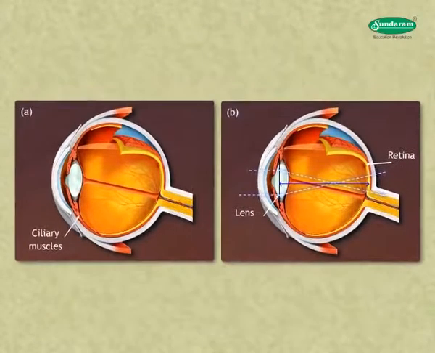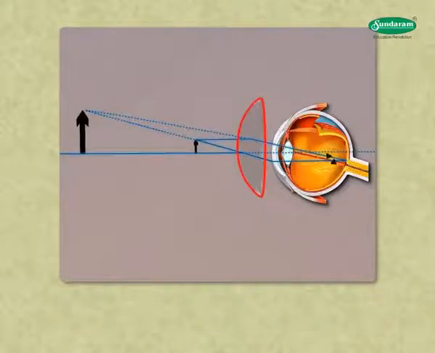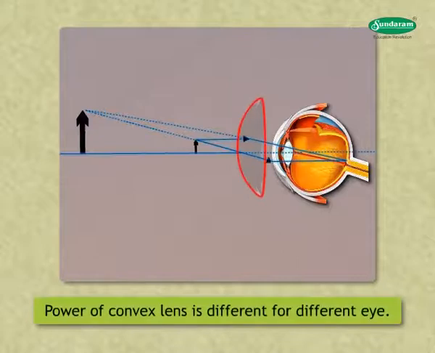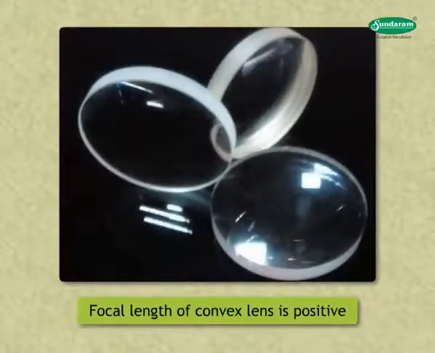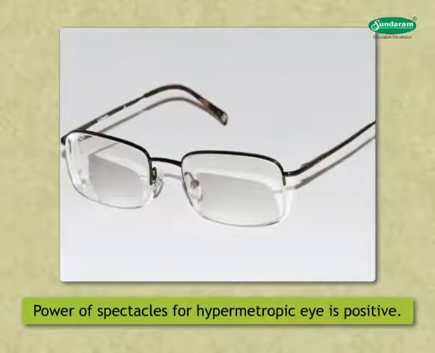In this case, focal length of the eye lens is too long. This defect is corrected by using convex lens. The rays coming from nearby objects are first converged by convex lens and then converged by eye lens to retina. Depending upon the degree of defect in the eye, power of convex lens is different for different eye. As the focal length of convex lens is positive, the power of spectacles for hypermetropic eye is positive.